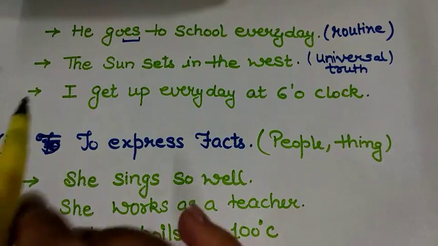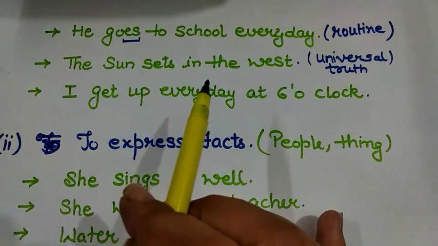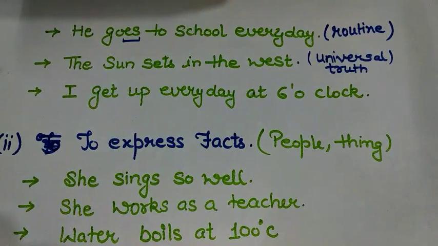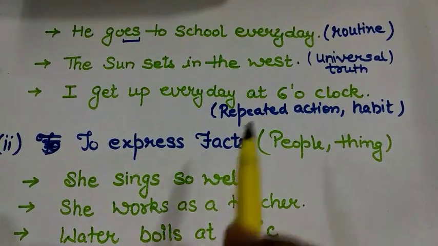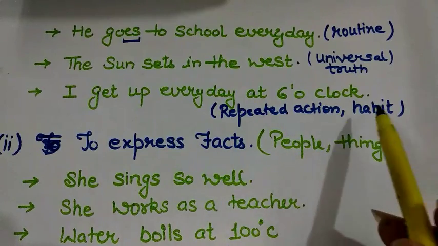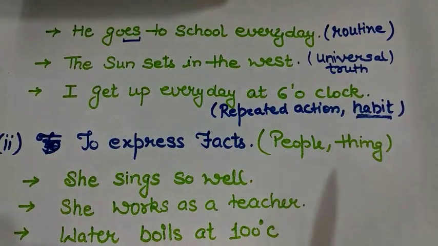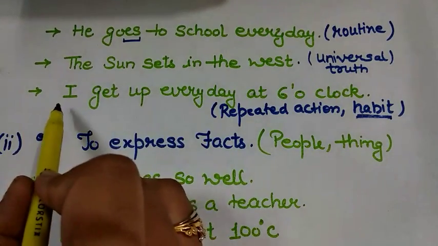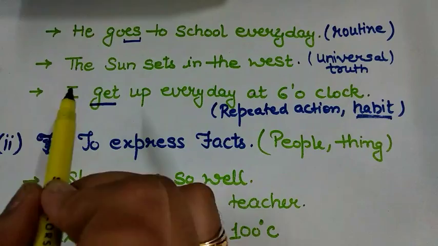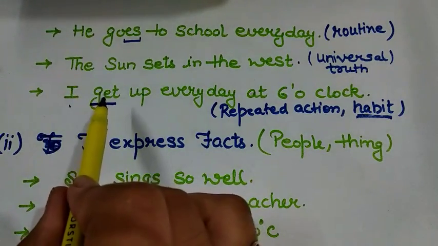See one more example. I get up every day at 6 o'clock. It is a repeated action here. See, every day, if one person is getting up early at 6 o'clock, if he is doing it on a repeated basis, it is a repeated action. Also, it can be considered as a habit because he is doing it on a regular basis. So, we can use what? Simple present tense. See, I used I and I used the verb get here. There is no s with I.